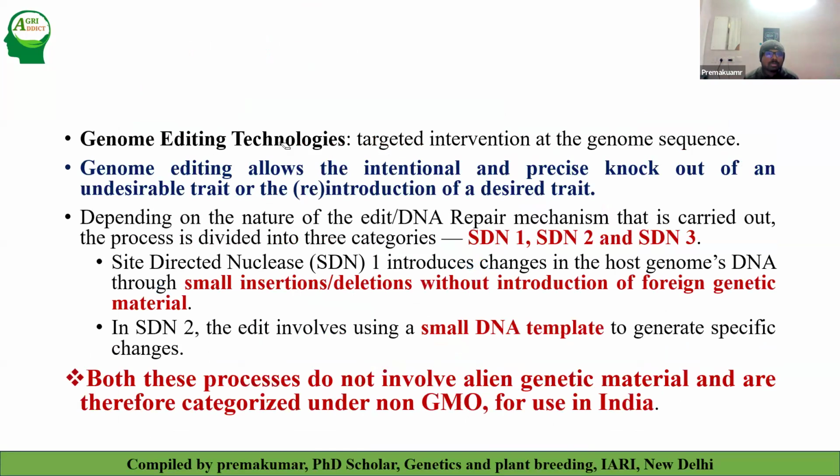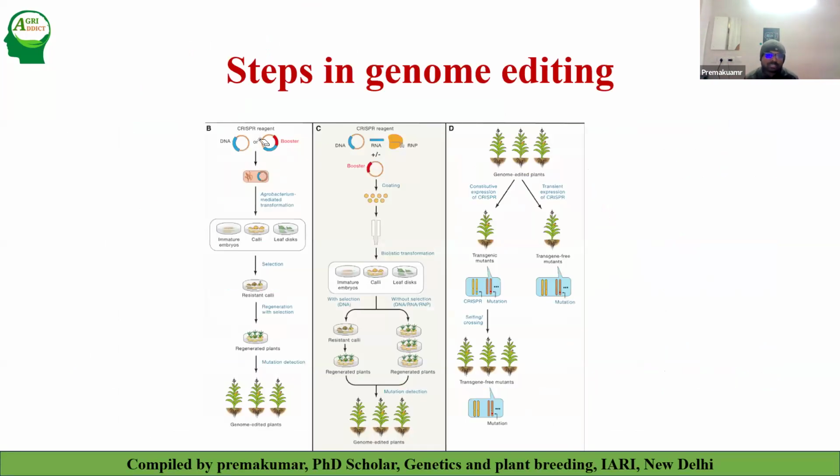Then you have to make the construct first. There are n number of methods; one commonly used method is Agrobacterium-mediated transformation. First, you construct the DNA which has the CRISPR genes, Cas9 gene, and all your Vir genes. Then you go for Agrobacterium-mediated transformation. Then you just do selection.